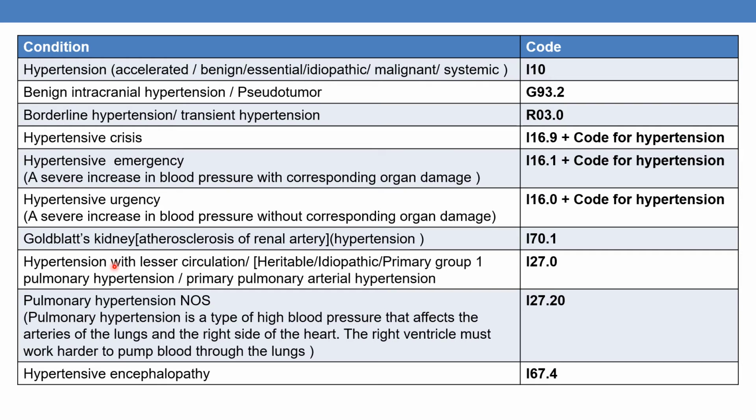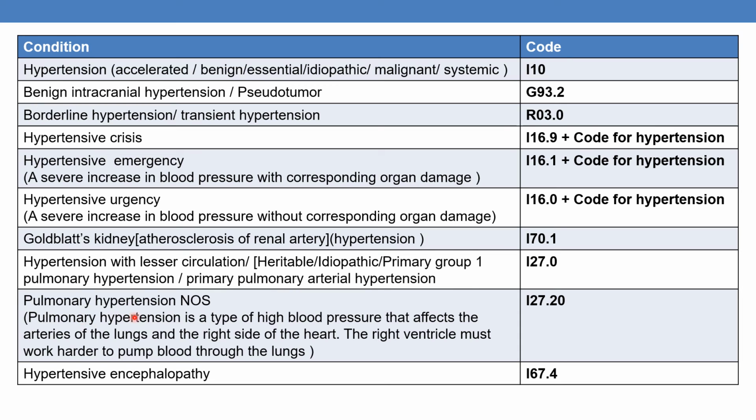Next, coming to hypertension with lesser circulation. Whenever the physician documents hypertension with lesser circulation or heritable pulmonary hypertension or primary group 1 pulmonary hypertension or idiopathic pulmonary hypertension or primary pulmonary arterial hypertension, these are all synonyms. Whenever you find any of these terms, the code is I27.0.